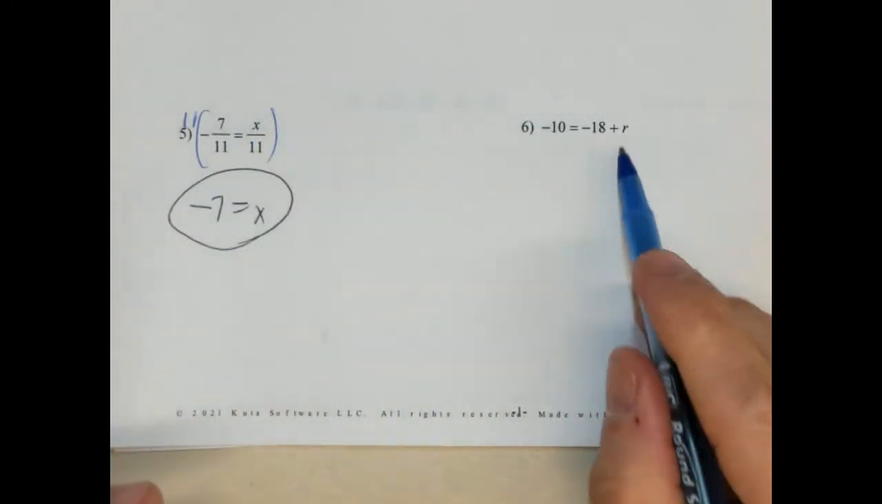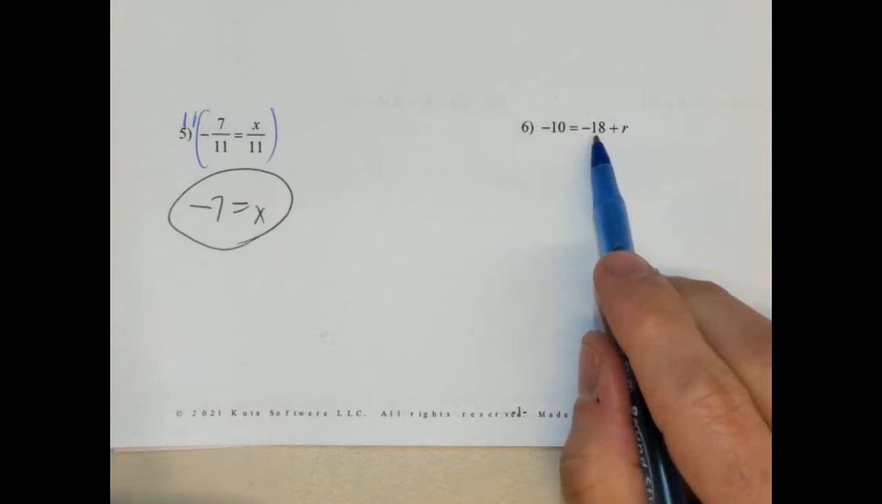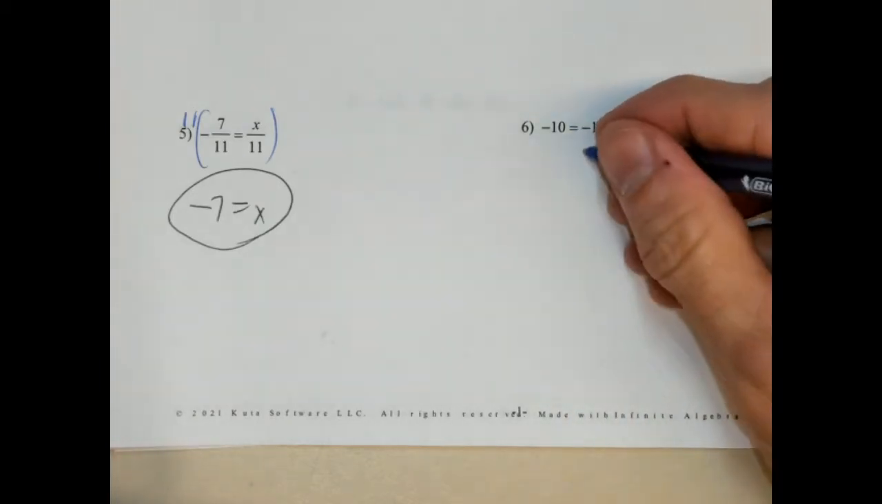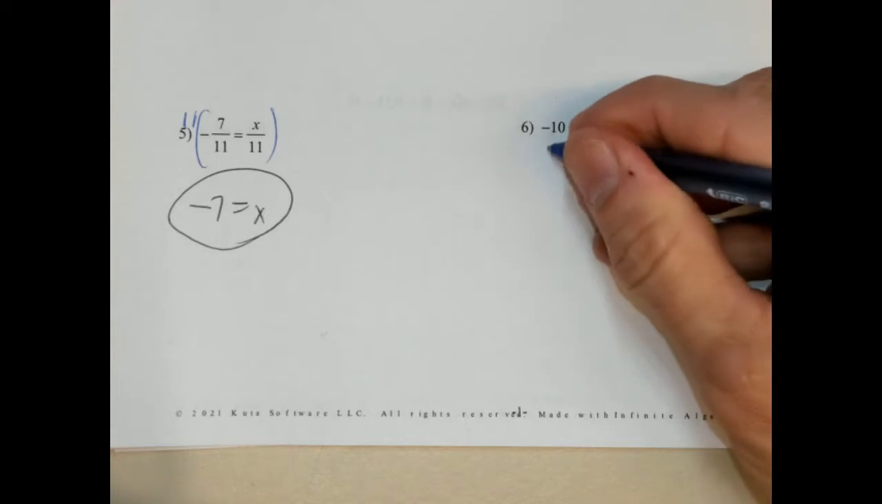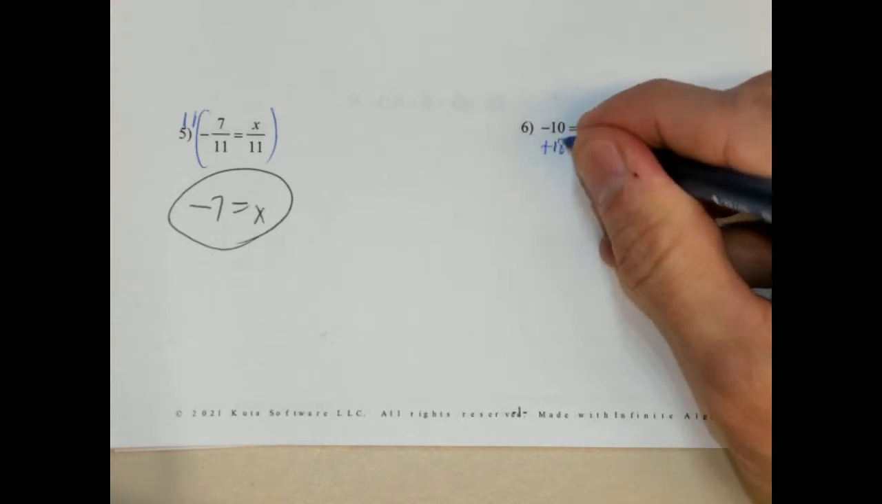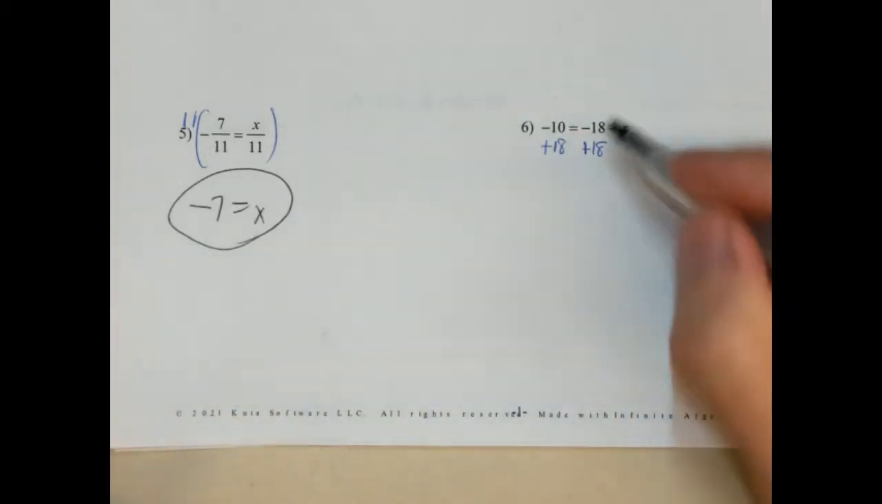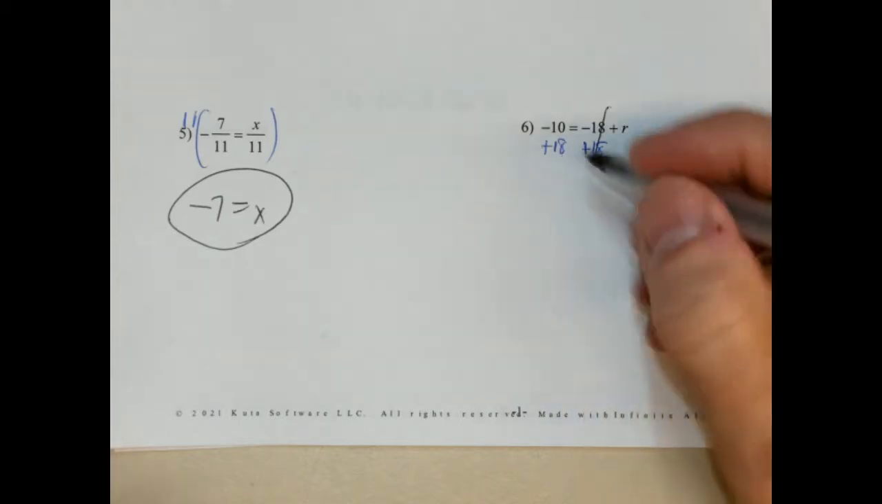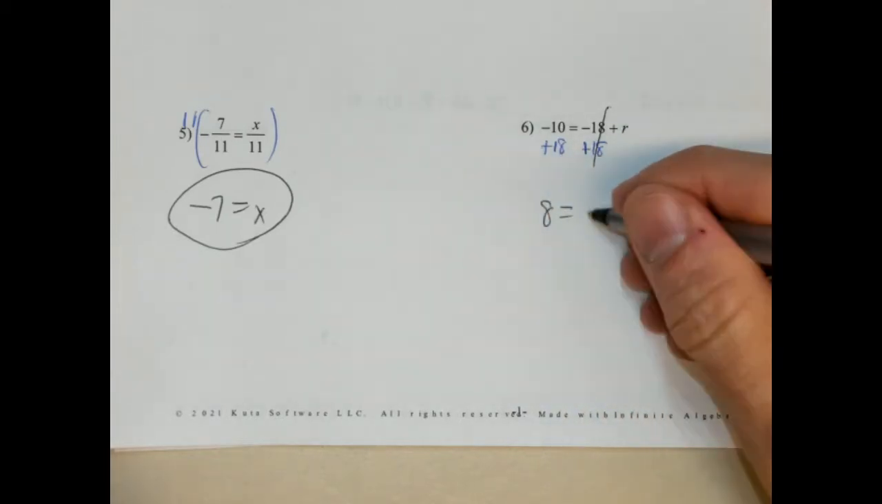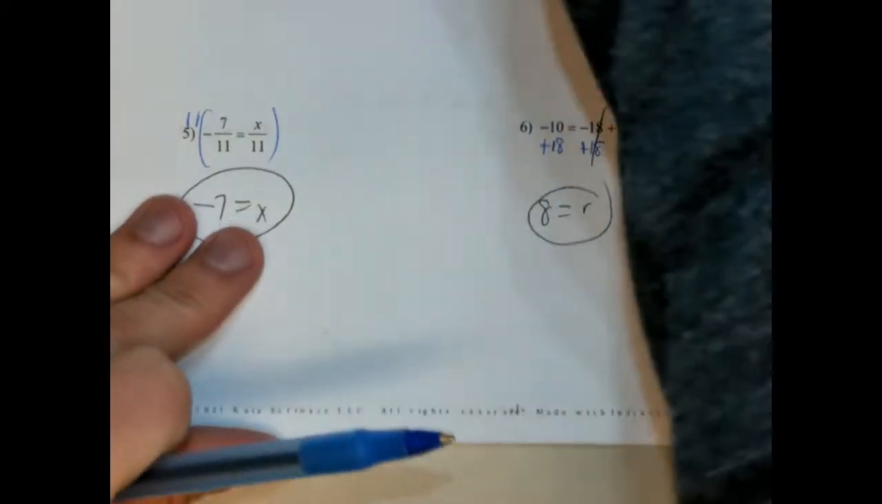Here, okay, this can be confusing for students. So addition is taking place, but the number we're adding is negative. So we're actually going to add 18. Okay? It's called the additive inverse, right? So this would cancel, and then negative 10 plus 18 would be positive 8. So r is equal to positive 8. Okay.